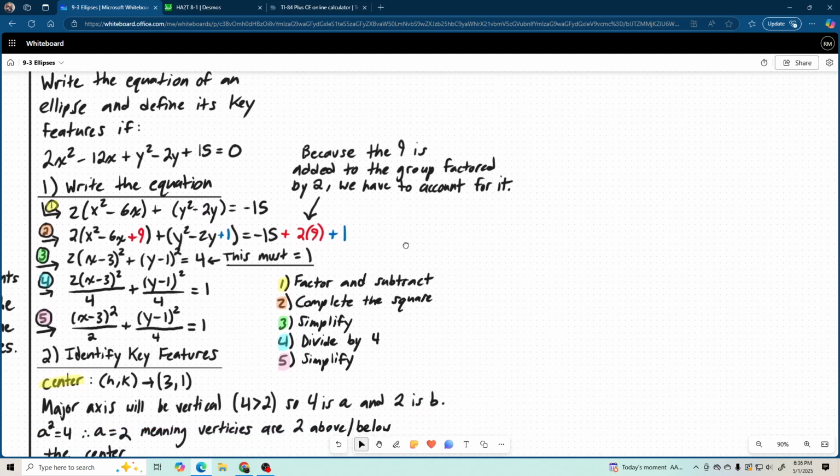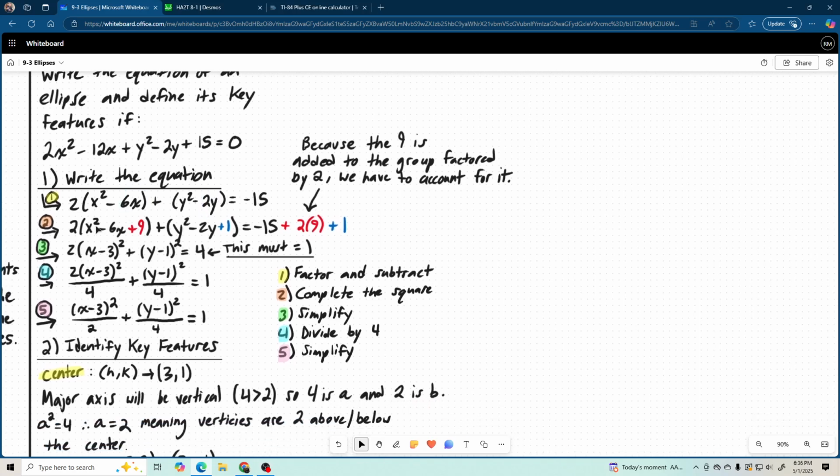All right, now for step 2, we have to complete the square for both x and y. If we complete the square, we use this little formula. I'll write the little formula over here for you, even though we've used this 100 times at this point. So we have b over 2, and that whole quantity is going to be squared. This is the formula we're going to use to complete the square.